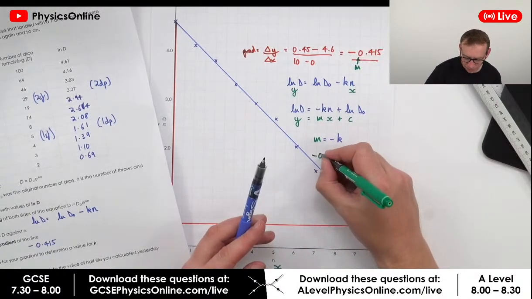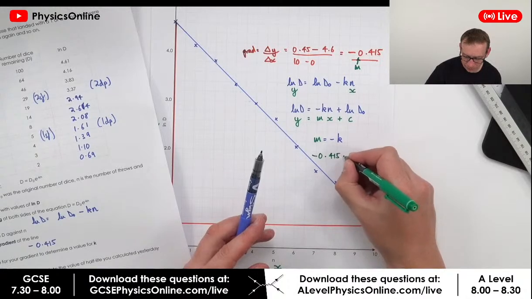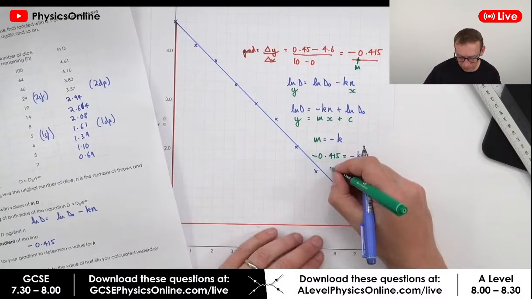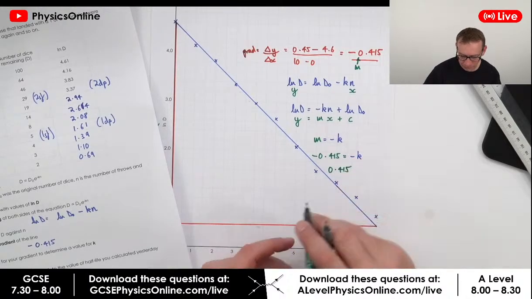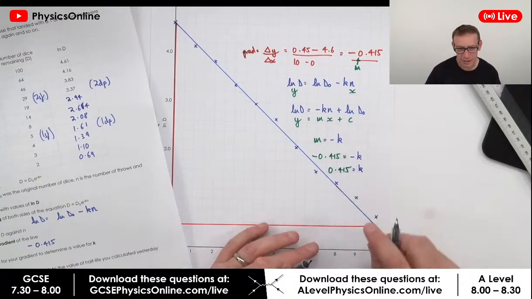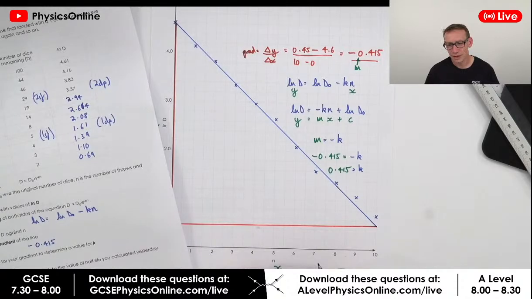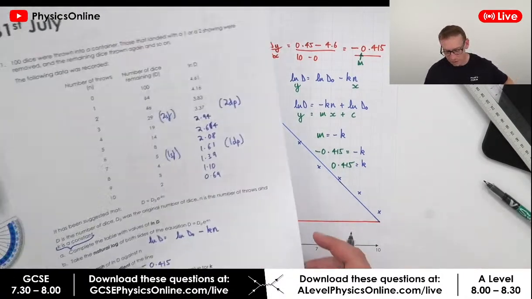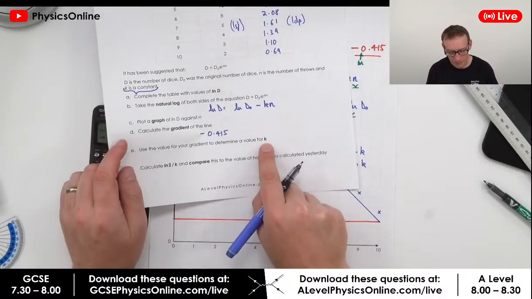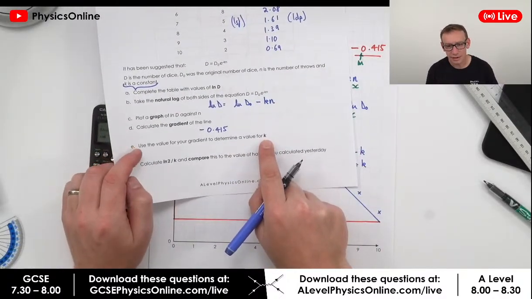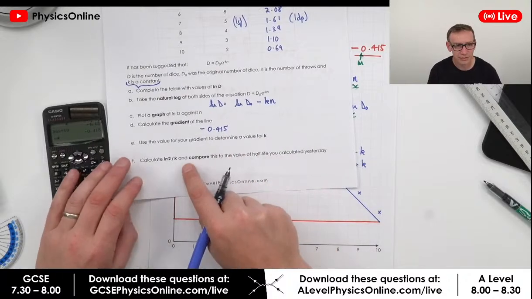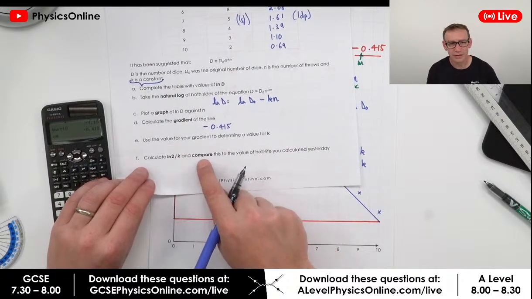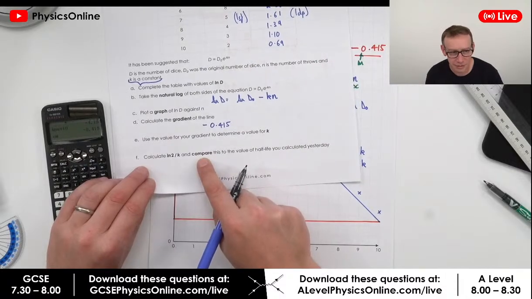So we can say that minus 0.415 is equal to minus k, and that means 0.415 is equal to k. Okay, that's all good. So basically, we can use the value here to determine a value for k, and then the other thing we've been asked to do is calculate the natural log of 2 over k and compare this to the value of half-life that I calculated yesterday.